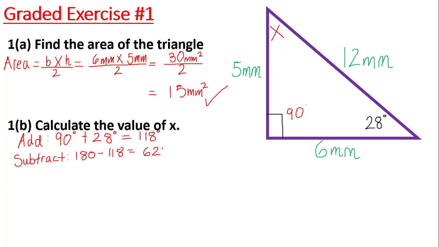180 minus 118. It's gonna be what? 62. I got that right. Anyone got 62 right? Anyone got x equal to 62? I did. Put an I inside the chart if you got that right, please. Number two, put an I inside the chart if you got that.